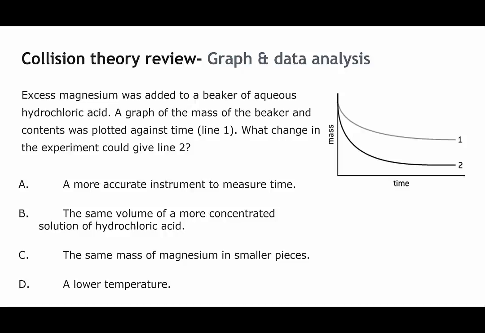The answer for the question is B. As you can see for line 2 and line 1, if I were to draw a little tangent for line 2 and a little tangent for line 1 when time is 0, the slope of the tangent for line 2 is much steeper than the slope of the tangent of line 1. That means my line 2 has a faster reaction rate.